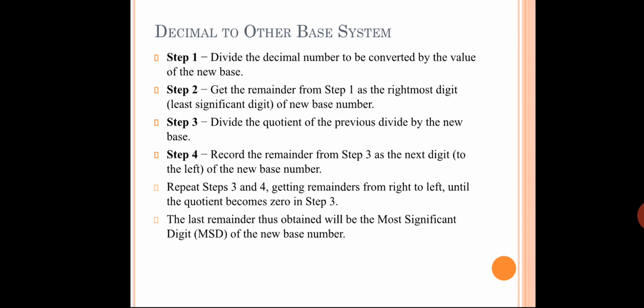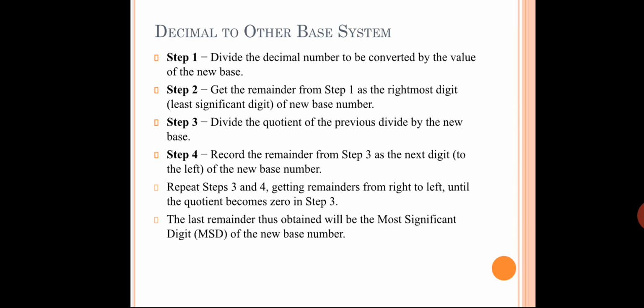First you have to divide the number based on the base value, whatever it may be. For example, your age is 18. If you want to convert your age 18 to binary, then definitely you have to divide that number by 2 throughout. If you want to go for octal, by 8. If you want to go for hexadecimal, by 16. Step 2 is to get the remainder from step 1 as the rightmost digit, or LSD, least significant digit. So always remember, you have to consider the rightmost digit of a new base number. That is the second step.